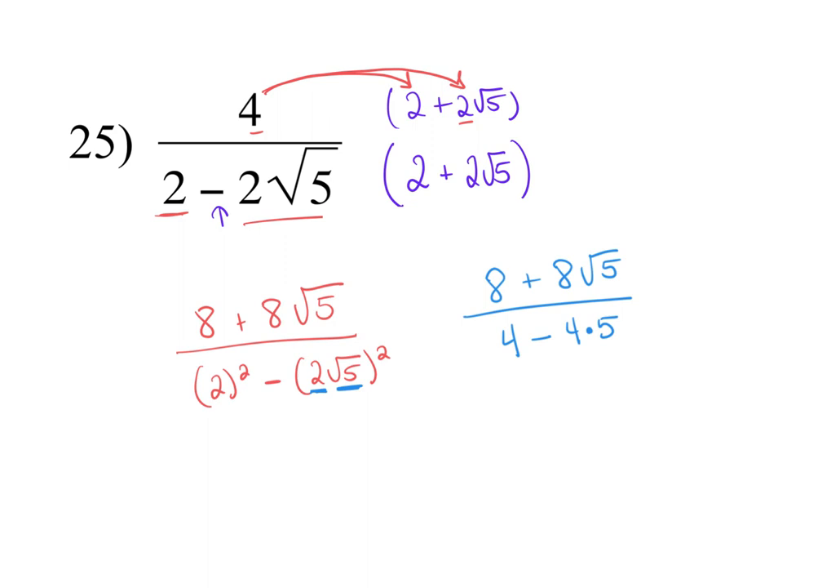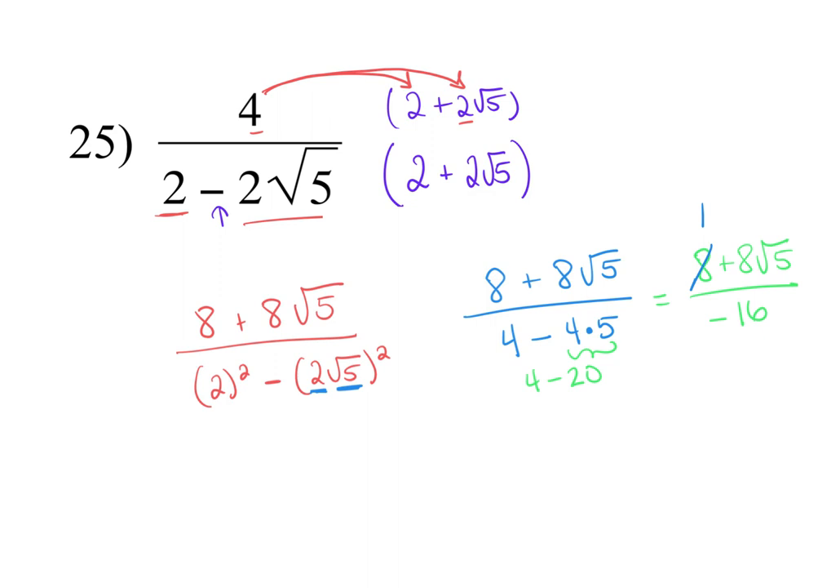And then it's simply order of operations down there. 4 times 5 is 20. So on the bottom, I have 4 minus 20. 8 plus 8 square root of 5 over 4 minus 20 is negative 16. Here's the thing. You cannot simplify unless it comes out of everything. So I'm not just going to simplify one of these. I'm going to say what comes out of every single thing on the outside. So what can come out of 8, 8, and 16? 8. So we're going to divide everything by 8.